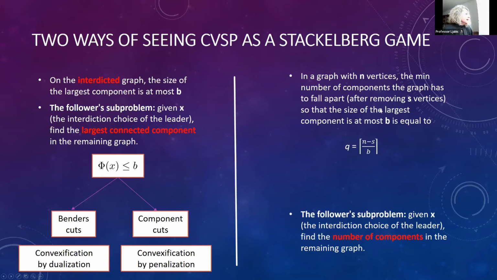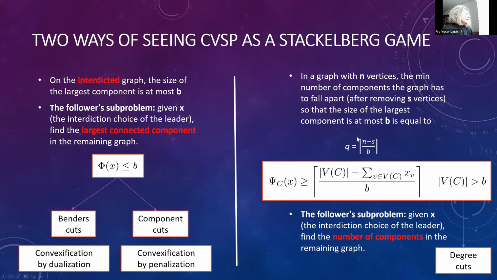If I'm allowed to remove s vertices from n, then the number of components that this graph has to contain is n minus s divided by b, rounded up. So at least that many connected components we must have in the graph of size n from which we remove the s vertices if we want to guarantee that each component is not larger than b. Okay, now we want to translate this property into a linear inequality. And we can do that as follows.